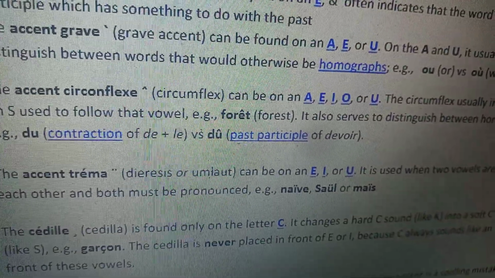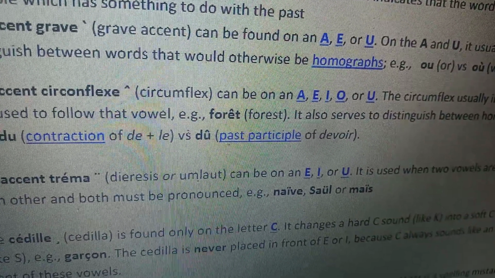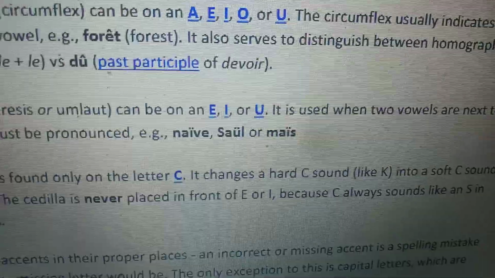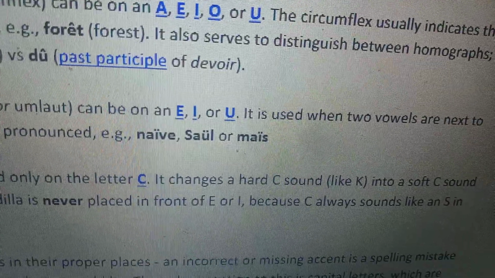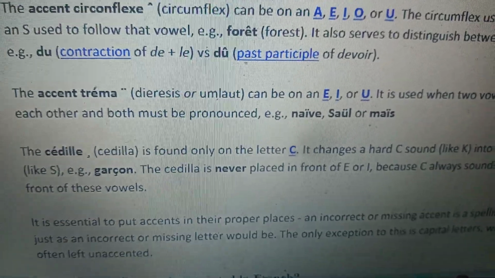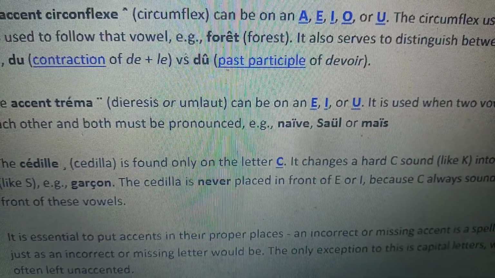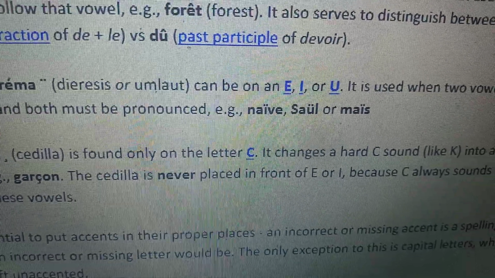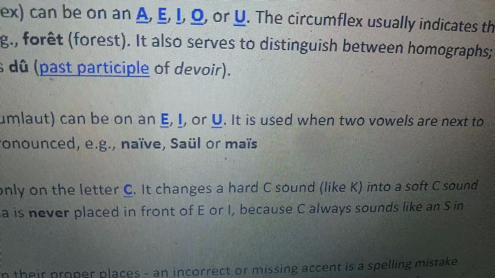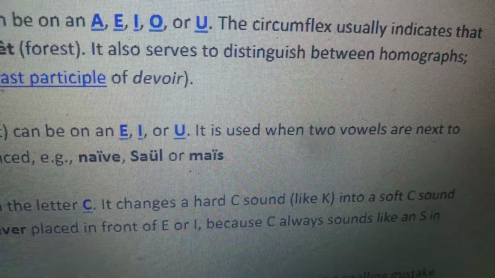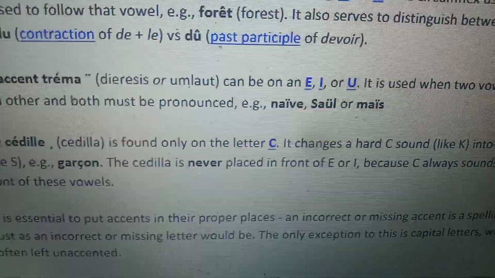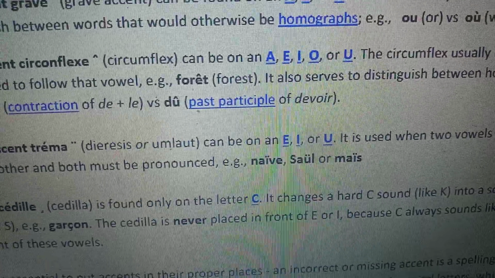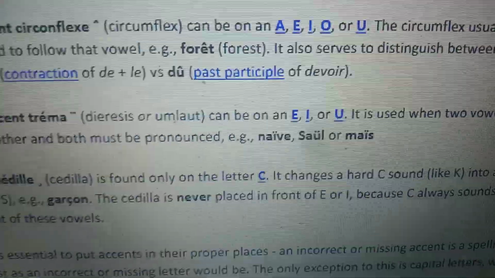The cédille, which I talked about, is the one found only on the letter C. It changes a hard C sound like cat into a soft C sound like S. For example, you'll find it in garçon. You don't say garkon, you say garson. The cédille is never placed in front of an E or an I because C always sounds like an S in front of these vowels. So you will never see a cédille put on a C when there's an E or an I.